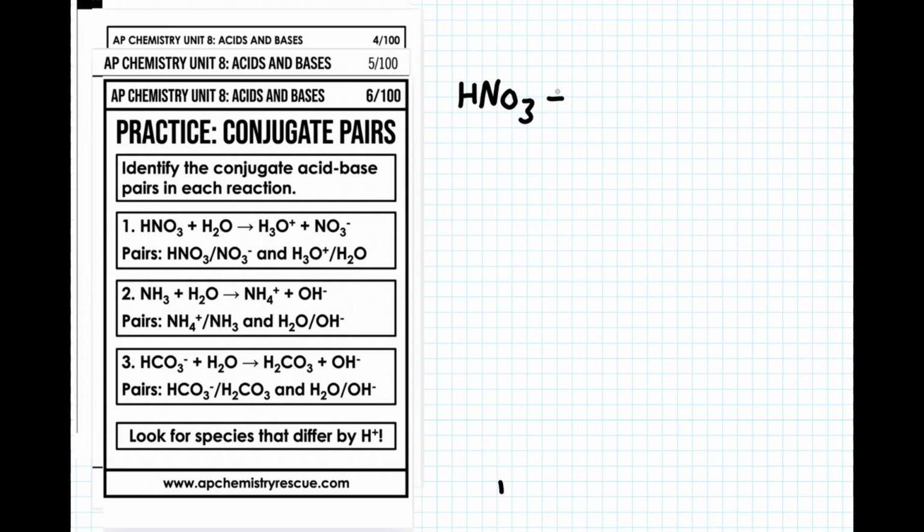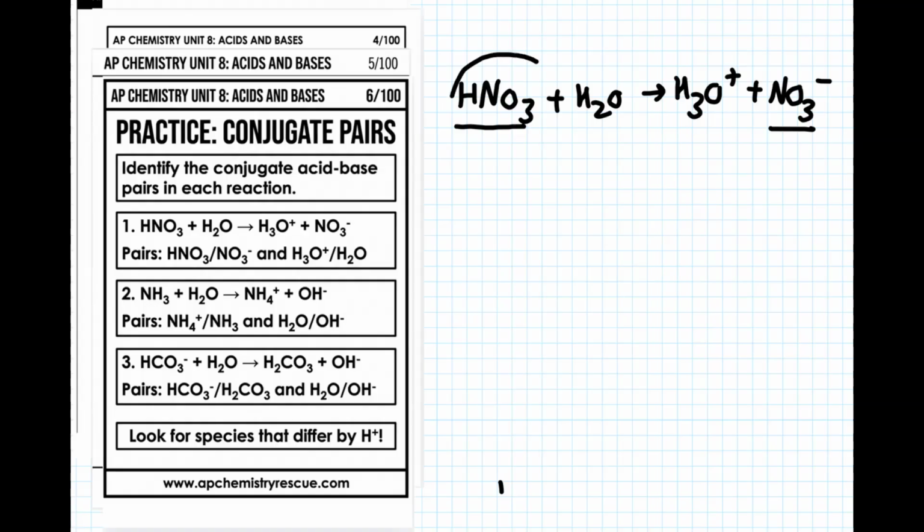HNO3 plus H2O gives us H3O plus and NO3 minus. This is our first pair, HNO3 and NO3 minus. The HNO3 has one more proton than NO3 minus, and HNO3 donates the proton, so it is the acid. It is the one that's giving the proton to the H2O. What is left over from it is the NO3 minus, so it is the conjugate base.